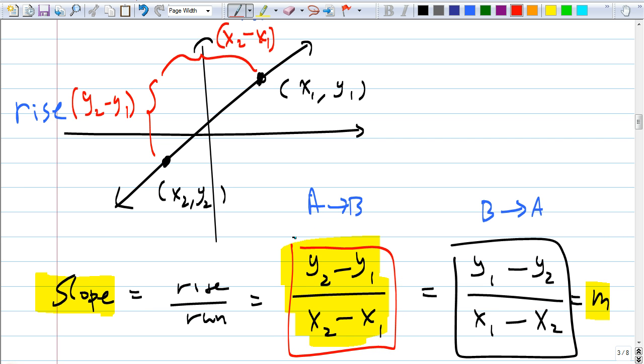Does that make sense? Oh, by the way, some of you asked what letter we like to use for slope a lot? M, okay? So if you see the letter M, you know that it means slope. That's how we use it.